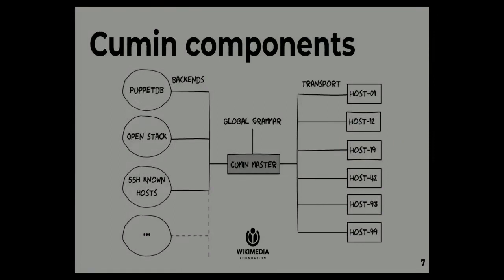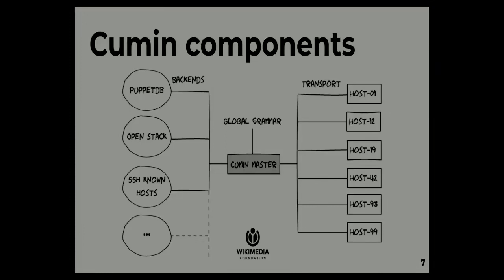So let's see for a moment how we structure Cumin, basically what its main components are. We have a global grammar that is the one that allows us to combine results from different backends. And from one side we have the backends, and right now we already have PuppetDB, OpenStack API, SSH known hosts, and others that are coming and we are writing. But it's also possible to plug in external backends that you write.